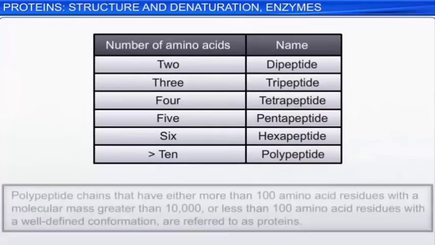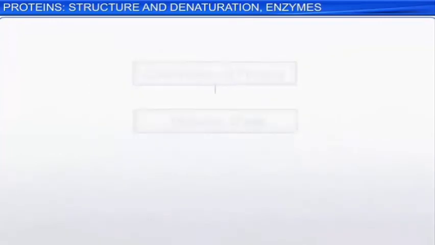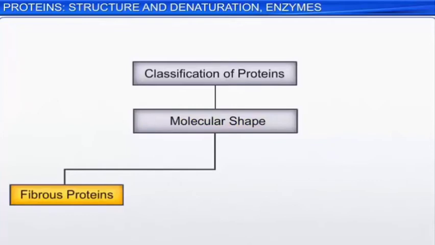Polypeptide chains that have either more than 100 amino acid residues with a molecular mass greater than 10,000 or less than 100 amino acid residues with a well-defined conformation are referred to as proteins. Let us now look at the classification of proteins. On the basis of molecular shape, proteins are broadly classified into two classes: fibrous proteins and globular proteins.